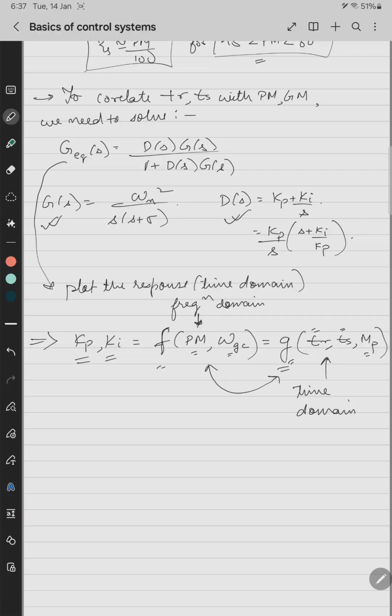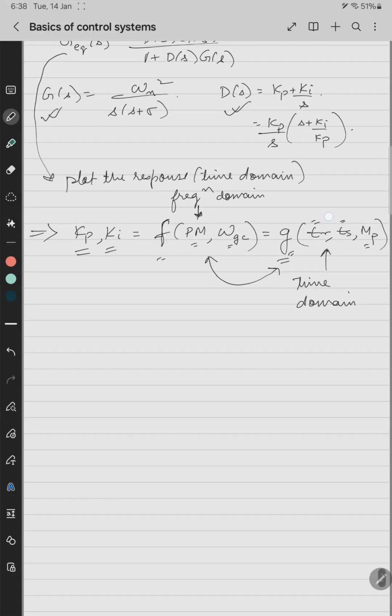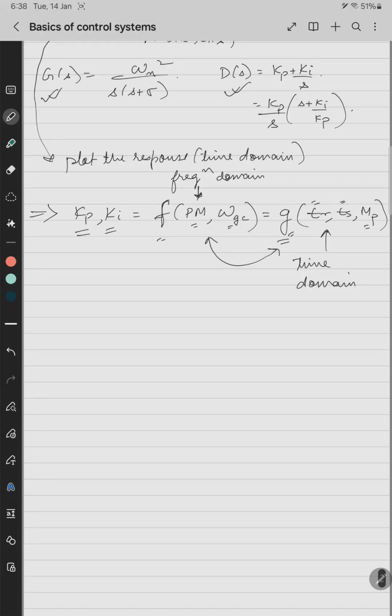You can do the correlation just to verify that your solution is the same for both the time domain and frequency domain. That is, for the same Ki and Kp, you are getting the desired rise time, settling time, and peak overshoot, as well as your expected phase margin and omega GC. So these parameters, just like in the time domain, phase margin and omega GC are known to us, or we have to select them, and then you have to tune Kp and Ki. This is the approach in the frequency domain.